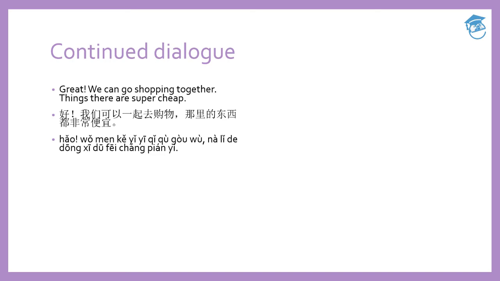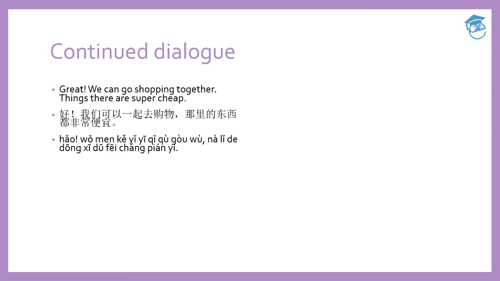Okay? 都 is to say all. 非常 is super. And 便宜 is cheap. Okay? So remember, as for adjectives, we don't need the verb to be, is, are. Okay? So you can say things that are super cheap, okay, in direct translation. Okay, and I hope you remember 东西 is like east west, but in Mandarin it means things.